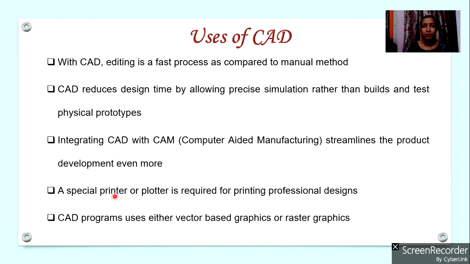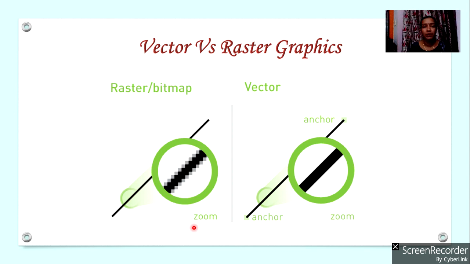Now we can design products or objects using CAD. We can make three-dimensional views, and we can take a printout of that using a special printer or plotter. And a CAD program uses either vector-based graphics or raster graphics. So in CAD we have to make three-dimensional or two-dimensional images or models. And for that, it uses either vector-based graphics or raster graphics. So now let us see what are vector-based graphics and raster graphics. Both of them are two methods for forming images or models.